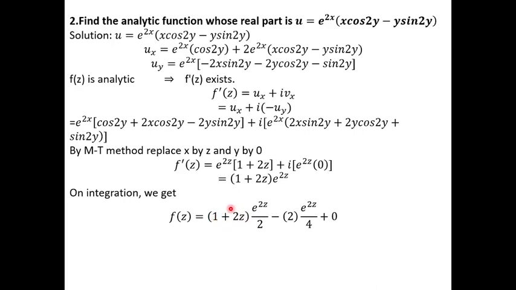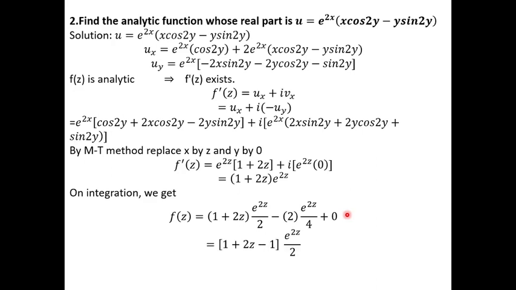now differentiate this one. The first function is 1 plus 2z. Differentiate the first function. Differentiation of 1 is 0 plus 2, into again the integration of this one. Integration of e power 2z by 2 is e power 2z by 2 into 2, which is 4, plus. Here positive, negative, again positive; it comes in alternate signs. Now differentiation of 2 is 0. 0 into integration of this function, but 0 into anything will be 0. Hence we stop the process.